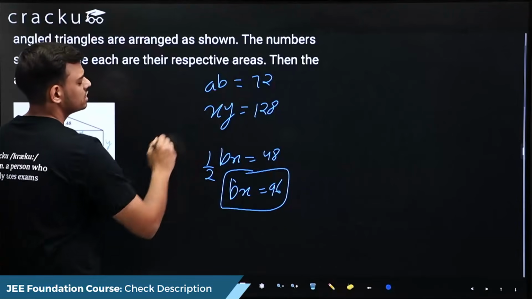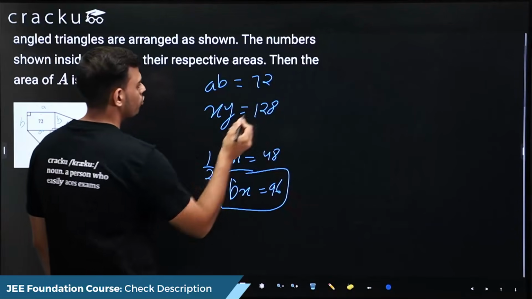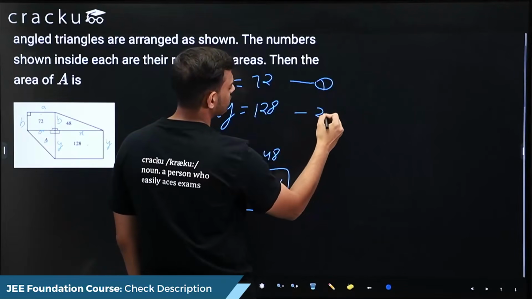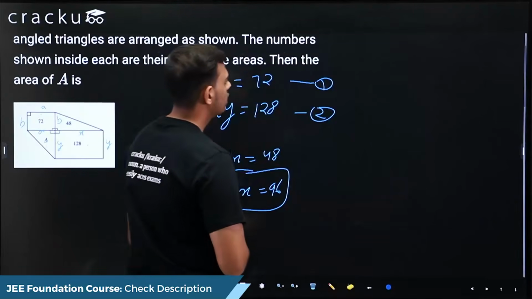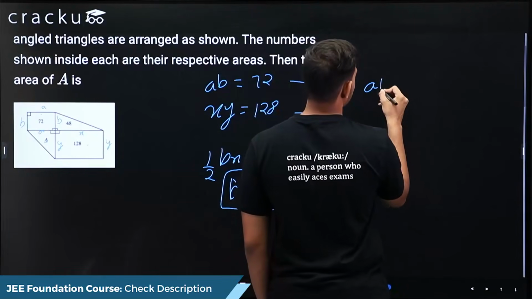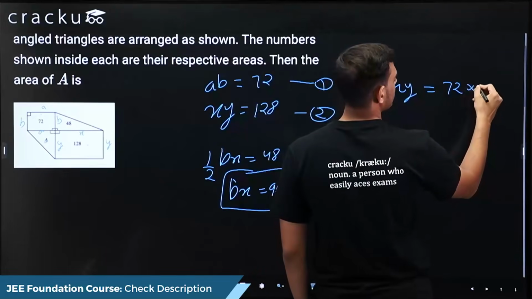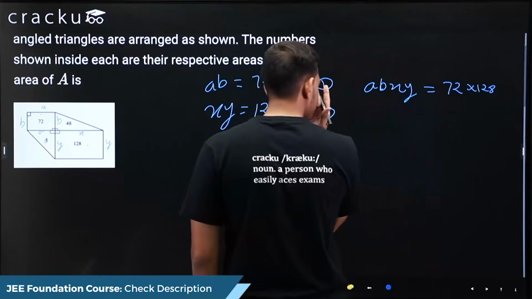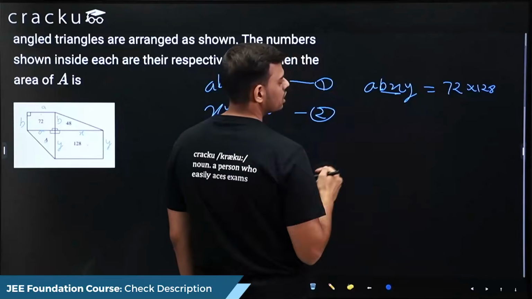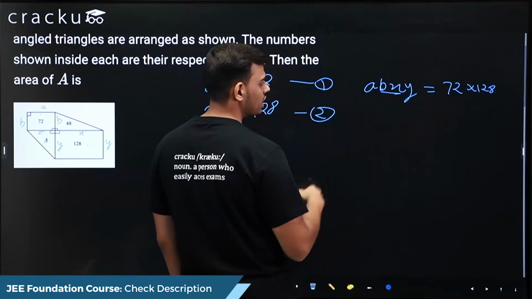B is there, x is there, and we have bx is there. So what I need to do is multiply first and second to get bx. If I multiply first and second, I get a, b, x, y equals 72 into 128. What this gives me is, if I divide the whole equation by bx, I'll get ay.